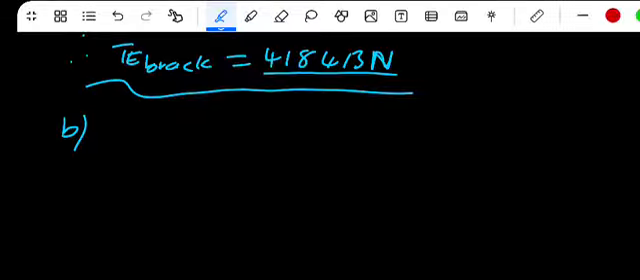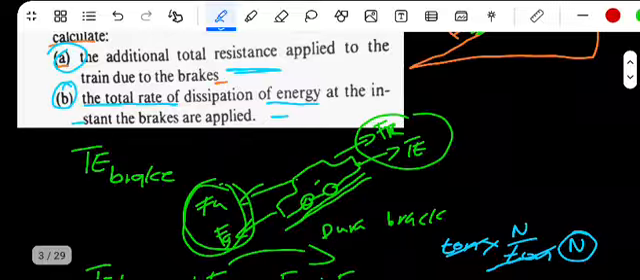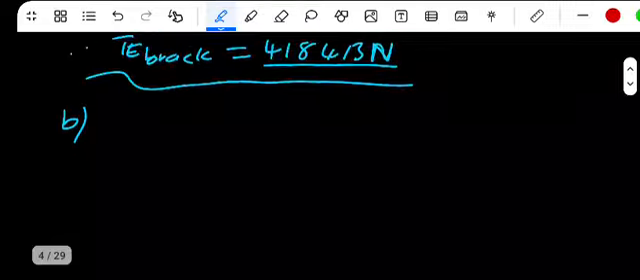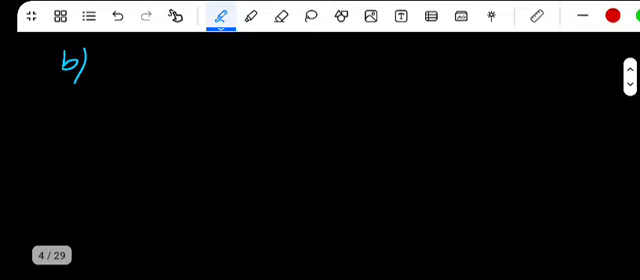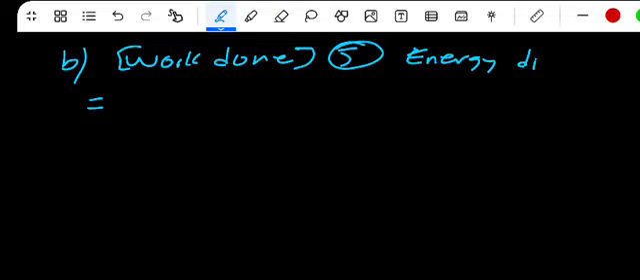We want the total rate of dissipated energy. Okay, it's energy. Energy is measured in joules. It's work. Energy, guys, work is measured in joules. We're talking about work done. What will be that work done? The power dissipated, or you can say energy dissipated, energy consumed, obviously must be in joules.